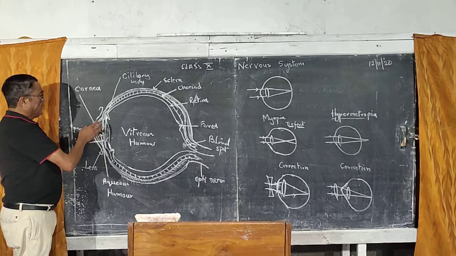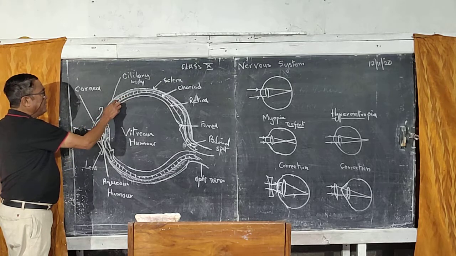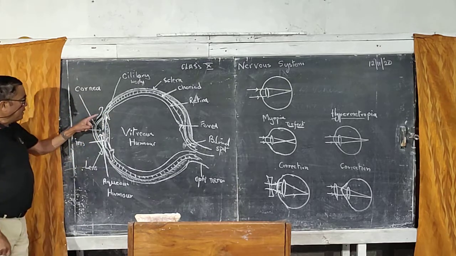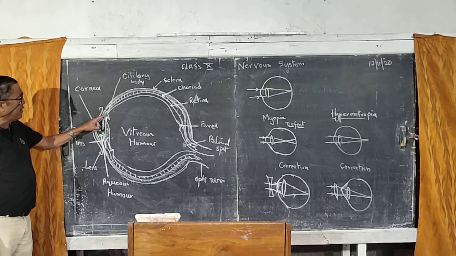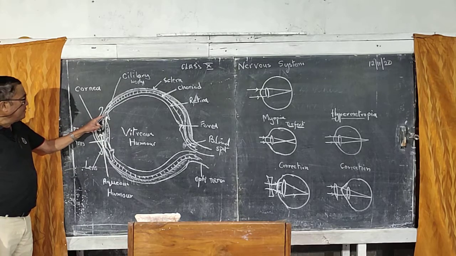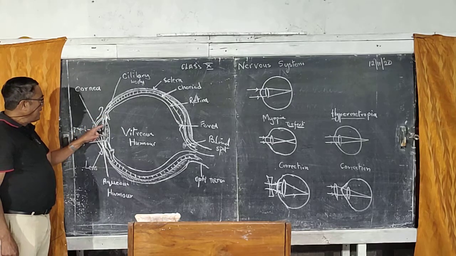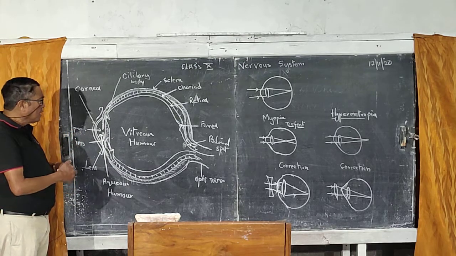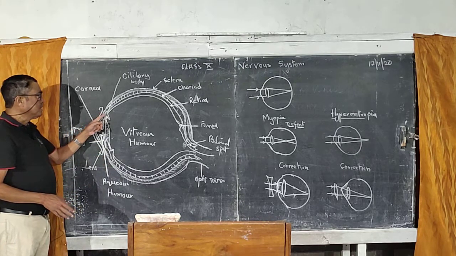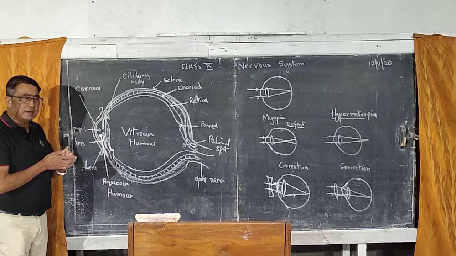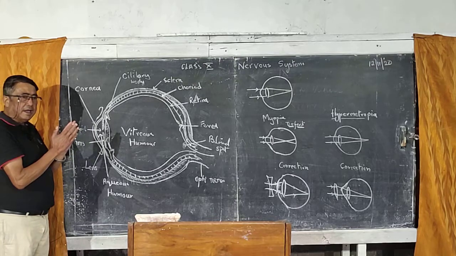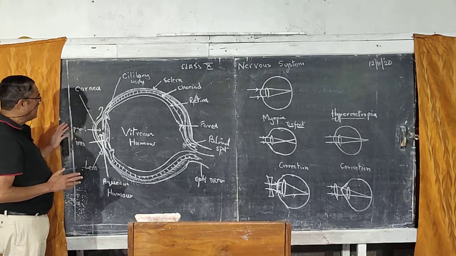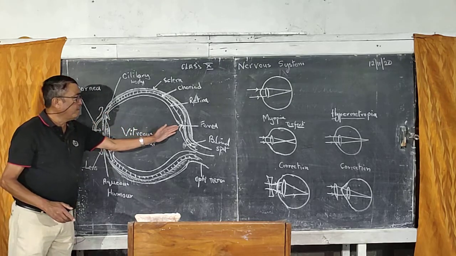Next, just behind the iris, the choroid is differentiated to form a structure called the ciliary body. It contains special muscles called ciliary muscles, and these ciliary muscles are attached to the lens with the suspensory ligaments. Now, this ciliary muscle, by contraction and relaxation, helps in thickening or thinning of the lens. Thus, it makes the image fall on the fovea.